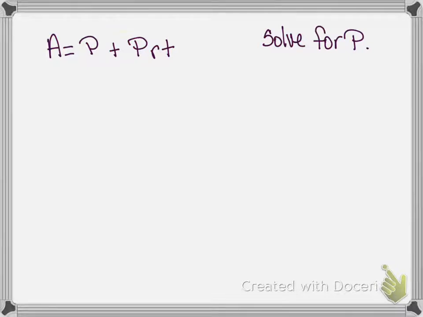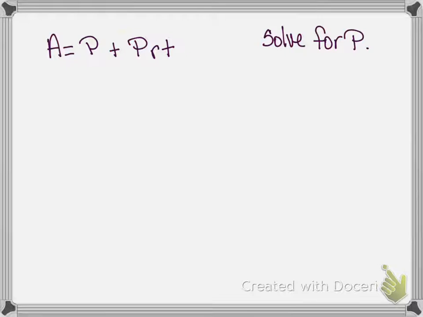This one, students look at it and they're like, oh, that's so easy. But it's actually not. So this is A equals P plus PRT, and we're solving for P. This formula is actually a simple interest formula used in banking and finance. It's so incredibly simple, we don't use it anymore. We use a much more complex one, we compound interest continuously now. But for this one, we want to solve for P.